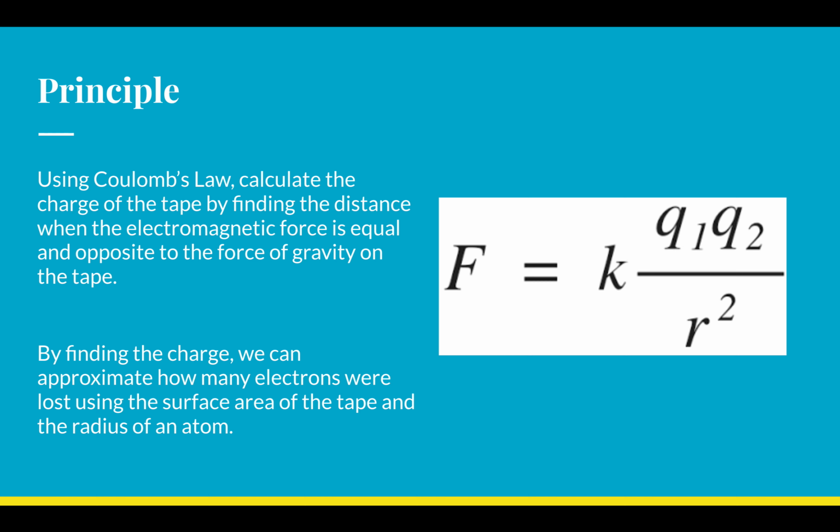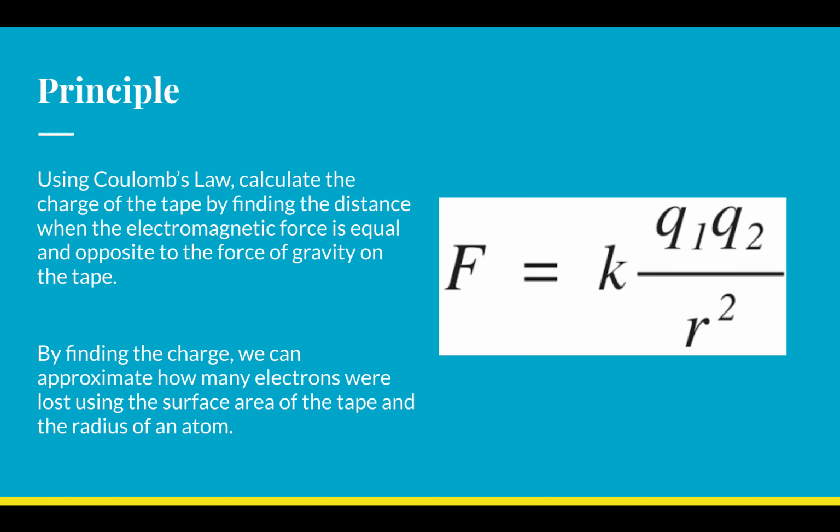The principle behind this experiment was using Coulomb's law. We want to calculate the charge of the tape by finding the distance where the electromagnetic force is equal and opposite to the force of gravity on the tape. This is found by taking a constant k, 9e9, multiplied by the two charges, which in our case will be q squared because we're assuming that the two pieces of tape are like-charged and have equal charges, and then divided by the distance between the two particles, q1 and q2, squared.